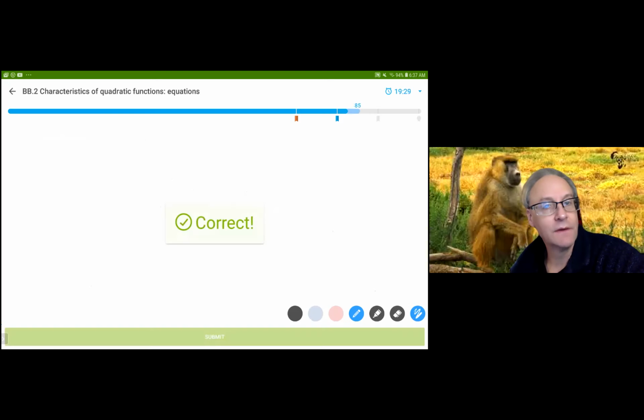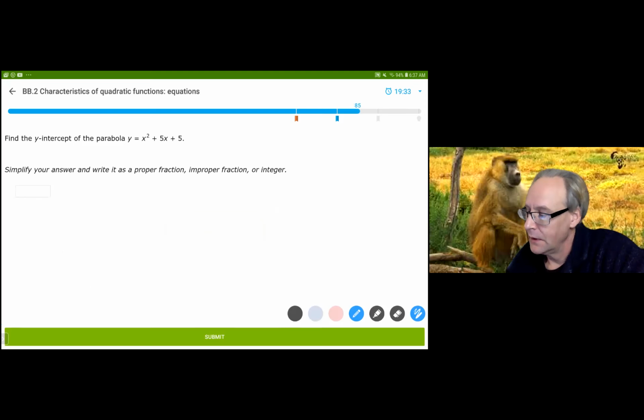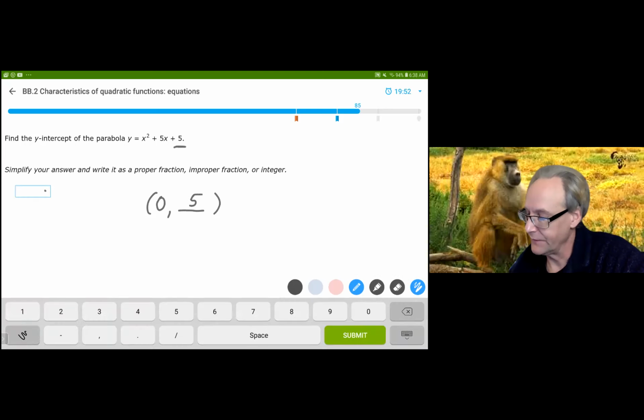No guessing, guys. There's no guessing involved in this. All right, find the y-intercept. Well, let's see. To find the y-intercept, we have to let x equal 0, don't we? Because we're looking for this. Well, when x is equal to 0, y is 5. See it? They just want the 5.